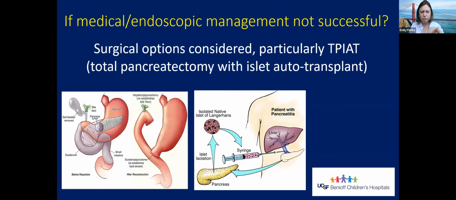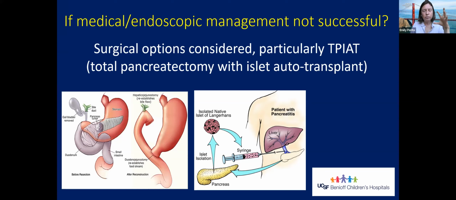I'm going to go through this a little bit quickly because I don't want to take up too much time. But if we've done everything we can in terms of medical and endoscopic management, then we do think about total pancreatectomy with islet auto transplant in pediatric patients. As you most likely know, it's a really big surgery. The surgeon takes out your pancreas, takes out part of the duodenum. The kids get a splenectomy, so we do immunize them extra beforehand, and your gallbladder comes out as well.